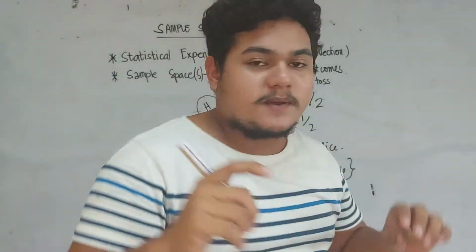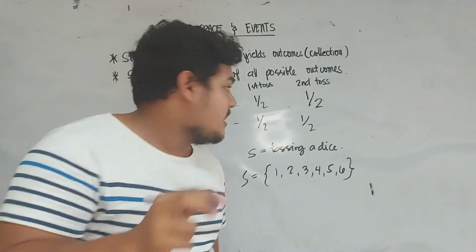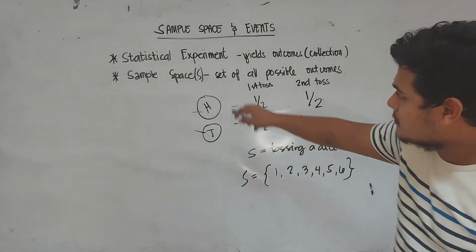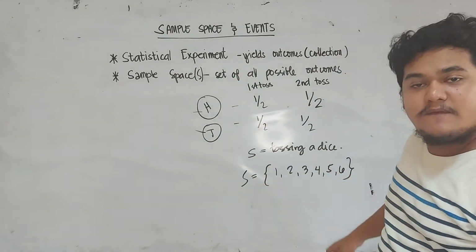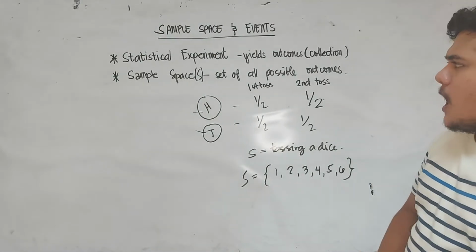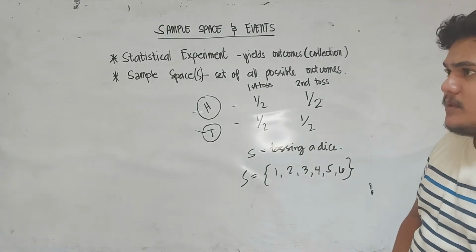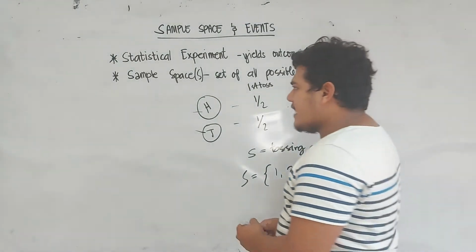There are 6 sides of a dice because it's a cube, and a cube has 6 sides. That means in getting the sample space in tossing a dice, you can either get 1, 2, 3, 4, 5, and 6.